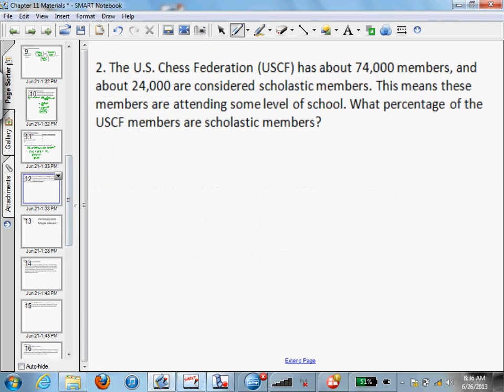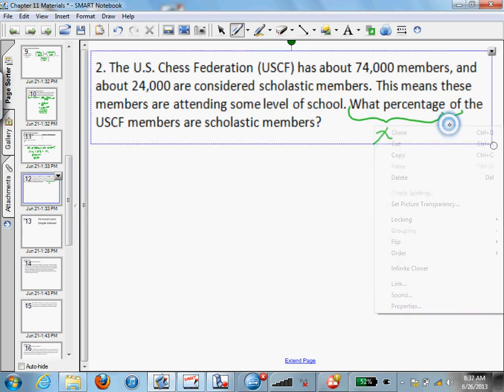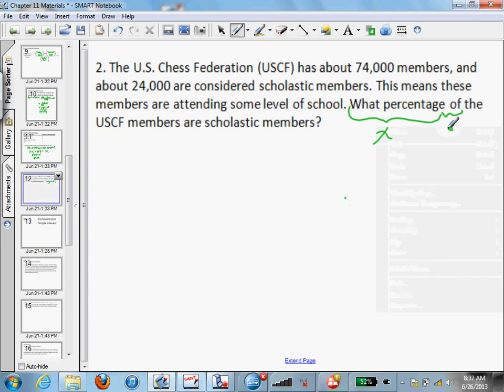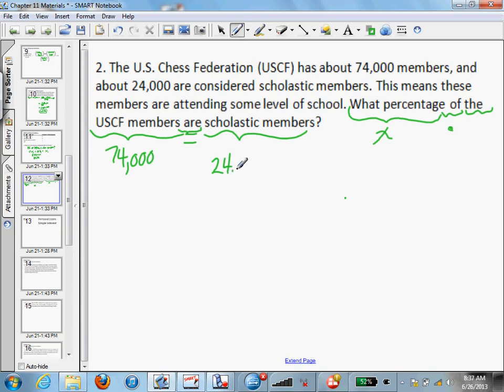Okay, looking at number 2, we have the U.S. Chess Federation having about 74,000 members, and about 24,000 are considered scholastic members. And the scholastic members are attending some level of school. What percentage of the members are scholastic members? So what percentage? There's our x. Of tells us to multiply. The number of members, that's 74,000, are scholastic members. R is an equals. Scholastic members are 24,000.